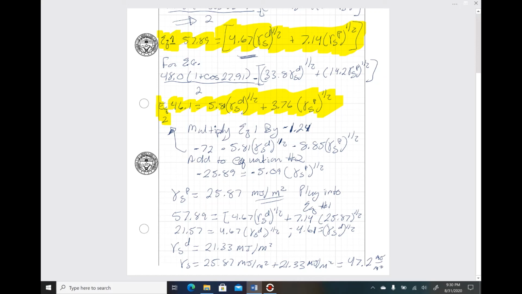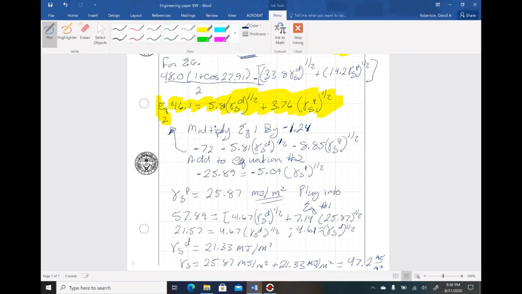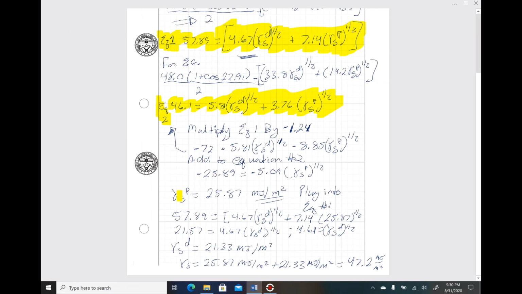So again, I apologize for the chicken scratch. Hopefully this is useful and you can follow along. If you have questions, always feel free to ask. And here are the polar and dispersive components, and then here's the total. The total is 47.2 millijoules per meter squared. I think in a video I said 47.46, so rounding, I think I worked it out several times. But any questions, always feel free to ask, and we'll carry on with the lecture now.